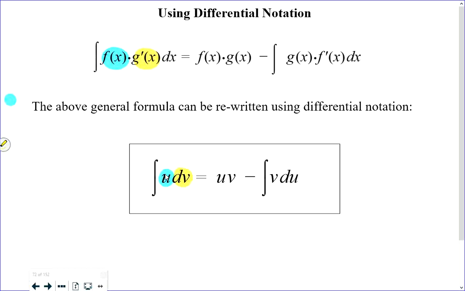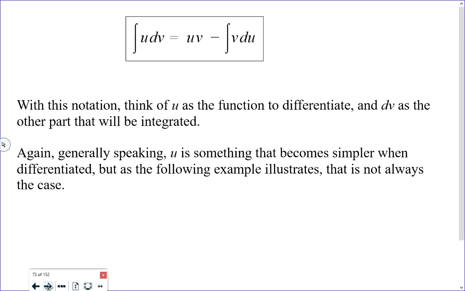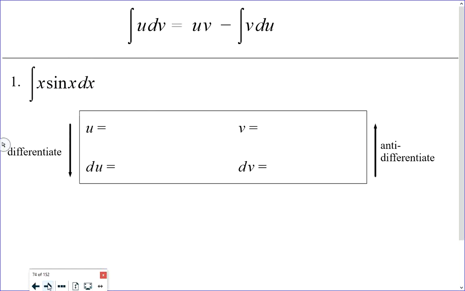Right, so you're going to differentiate u. Why are you going to do that? Because over here on the right, there's a du you need. You're going to integrate or anti-differentiate dv. Why? Because on the right-hand side, you need to know what v is. So, for example, and I just think it's so much quicker and cleaner. If I go back to example 1, then I put x here, and I don't put sine x here. I put sine x dx.